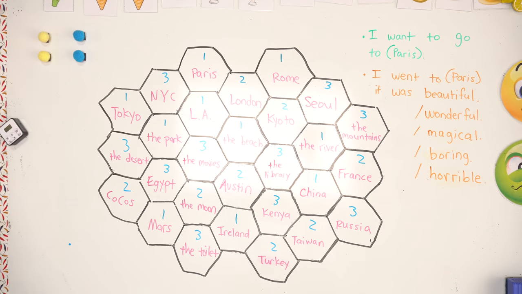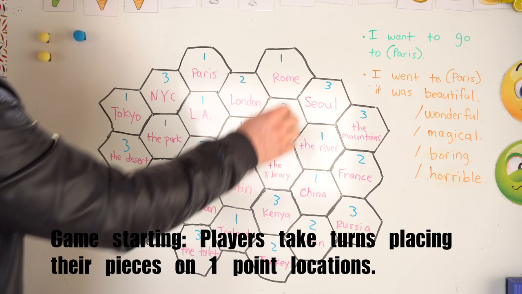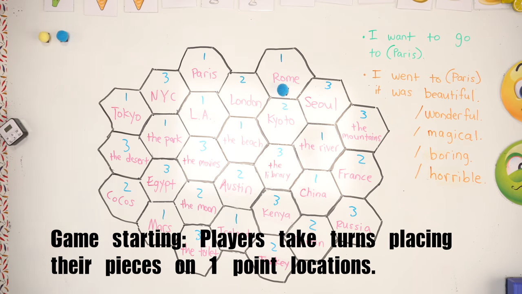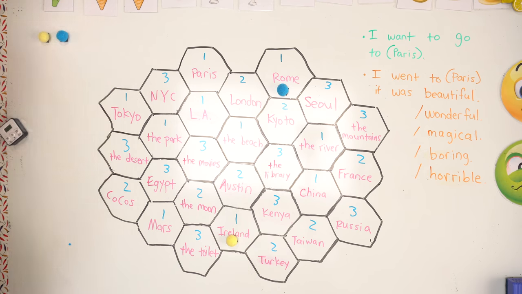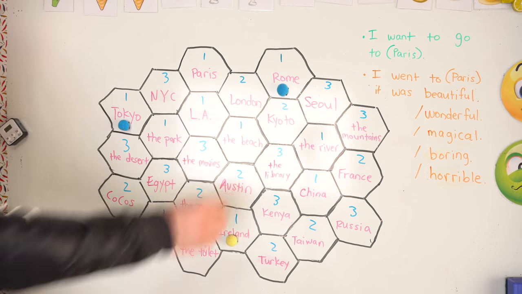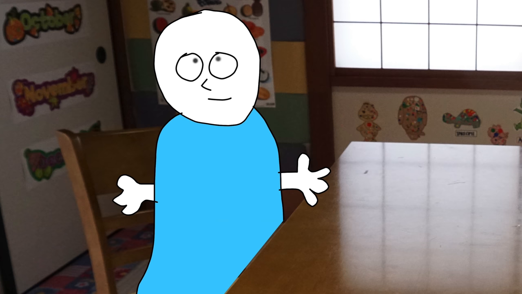Okay, blue team, where would you like to go? I want to go to Rome. Rome. Okay, yellow team, where would you like to go? I want to go to Ireland. Ireland. Great. Back to blue team, where do you want to go? Tokyo. Wonderful. And yellow team, where do you want to go? The beach. Great. Blue team, you are first.